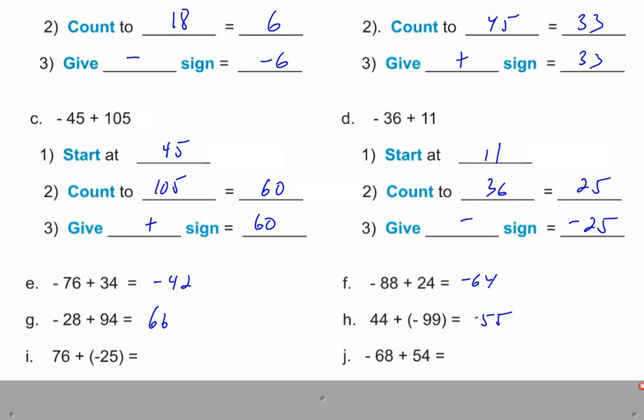Go ahead and do I and J. All right, on 3, give me your answer to I. 1, 2, 3. 51. Positive or negative? Positive. Are you positive? Yes. All right, I'm positive. 51 is correct.